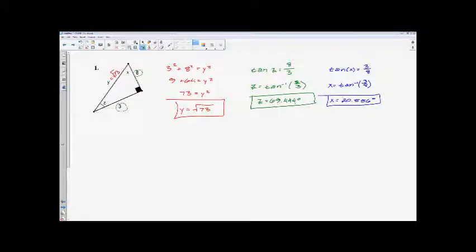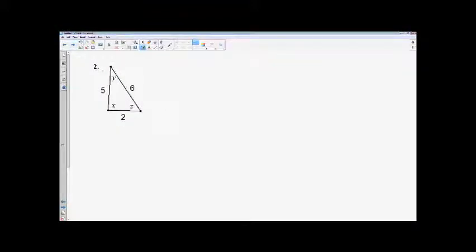Something else you could have done for x, once you get z, you would have two angles. You would have 90 and 69.444. You could subtract those two from 180 to get x, and you would get the same answer. It really doesn't matter which way you do it, as long as you get the right answers, and you're not cheating. All right, let's try number 2.